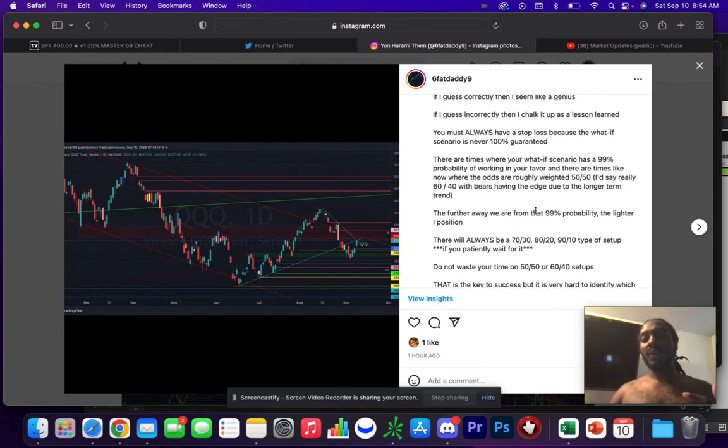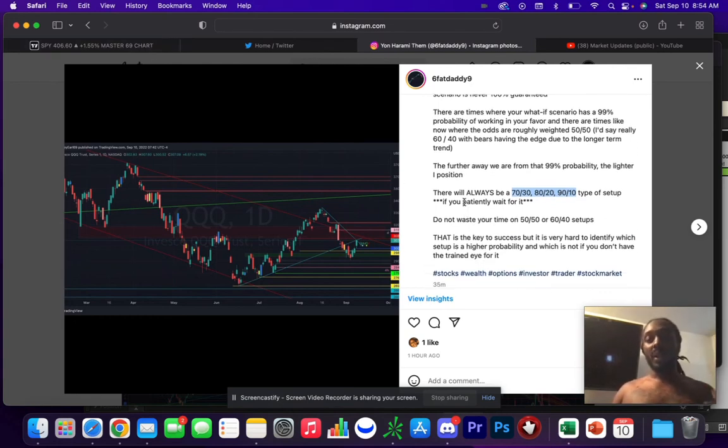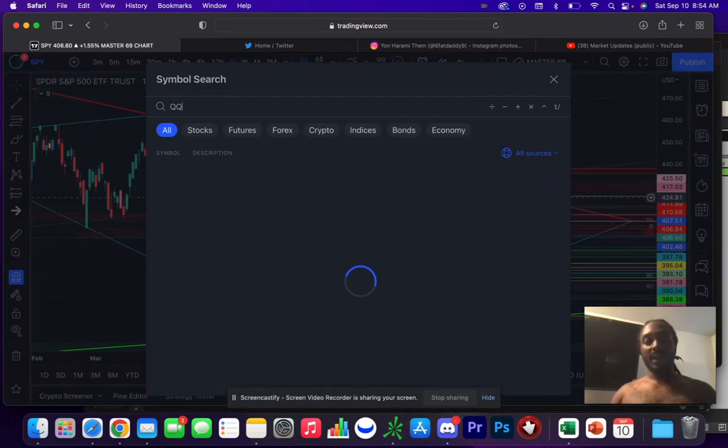So I think you are better off the further away we are from those high probability, 99% probabilities, the lighter our position. There will always be a 70-30, 80-20, 90-10 type of setup if you patiently wait for it. So that's really the key to all of this, and that's what I wanted to emphasize. Wait for those setups. And it's hard to identify them if you don't have the trained eye for it.